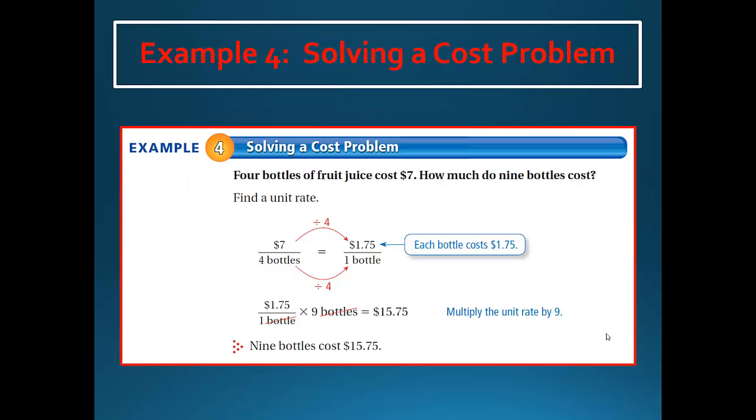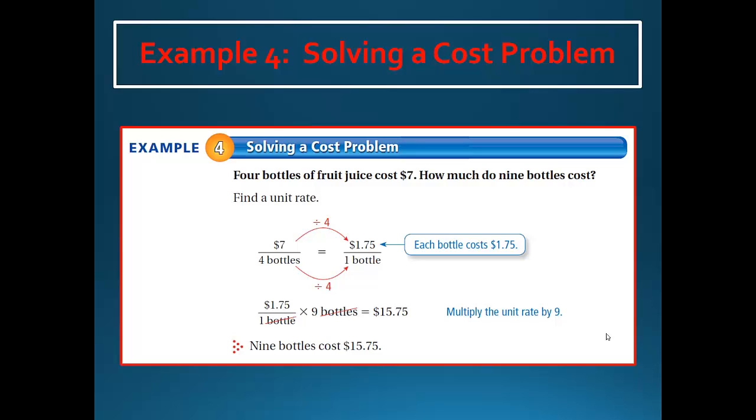For our fourth example, we're solving a cost problem. 4 bottles of fruit juice cost $7. How much do 9 bottles cost? Find a unit rate. So first we're going to figure out how much each bottle costs. So it's $7 for 4 bottles, and that'd be equal to something over 1 bottle. We want to know how much 1 bottle will cost.